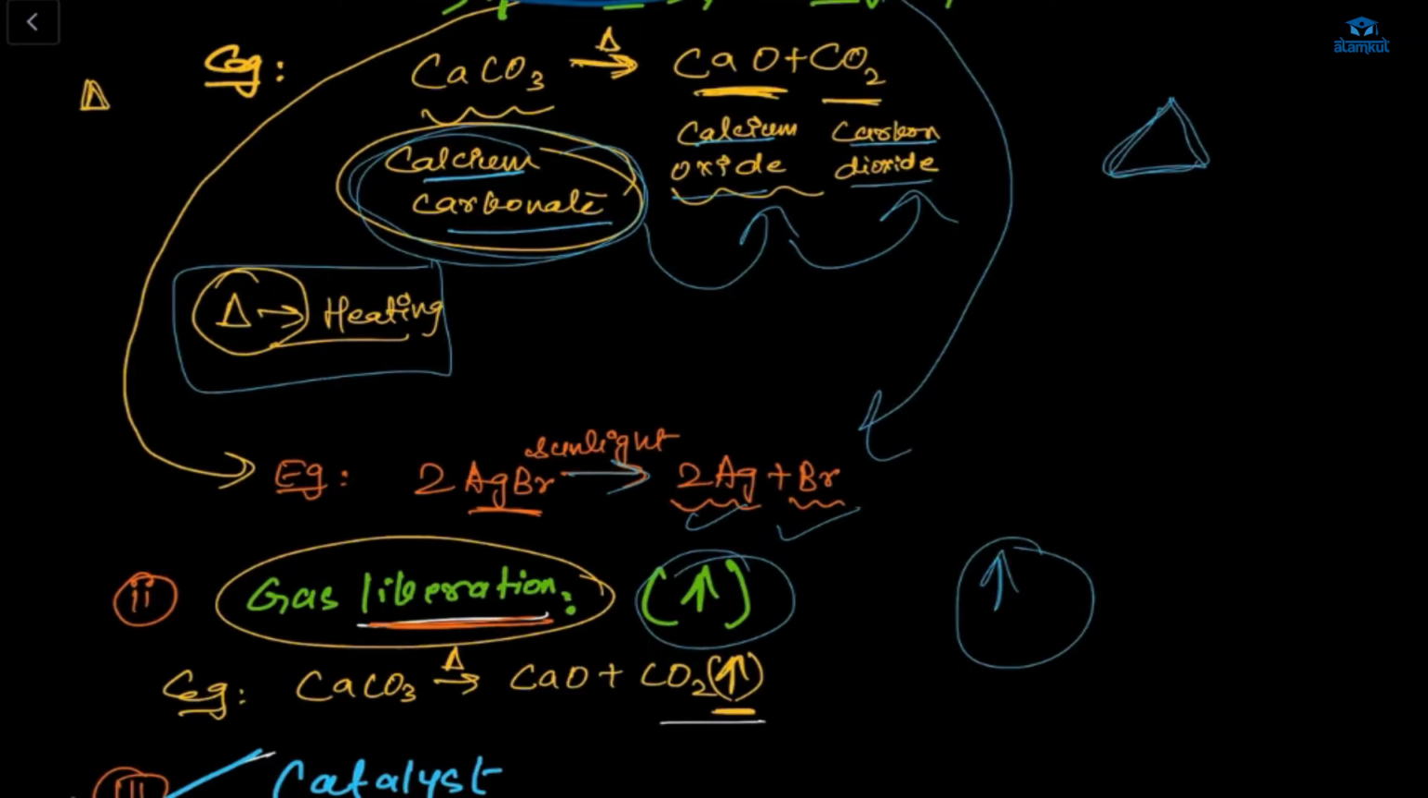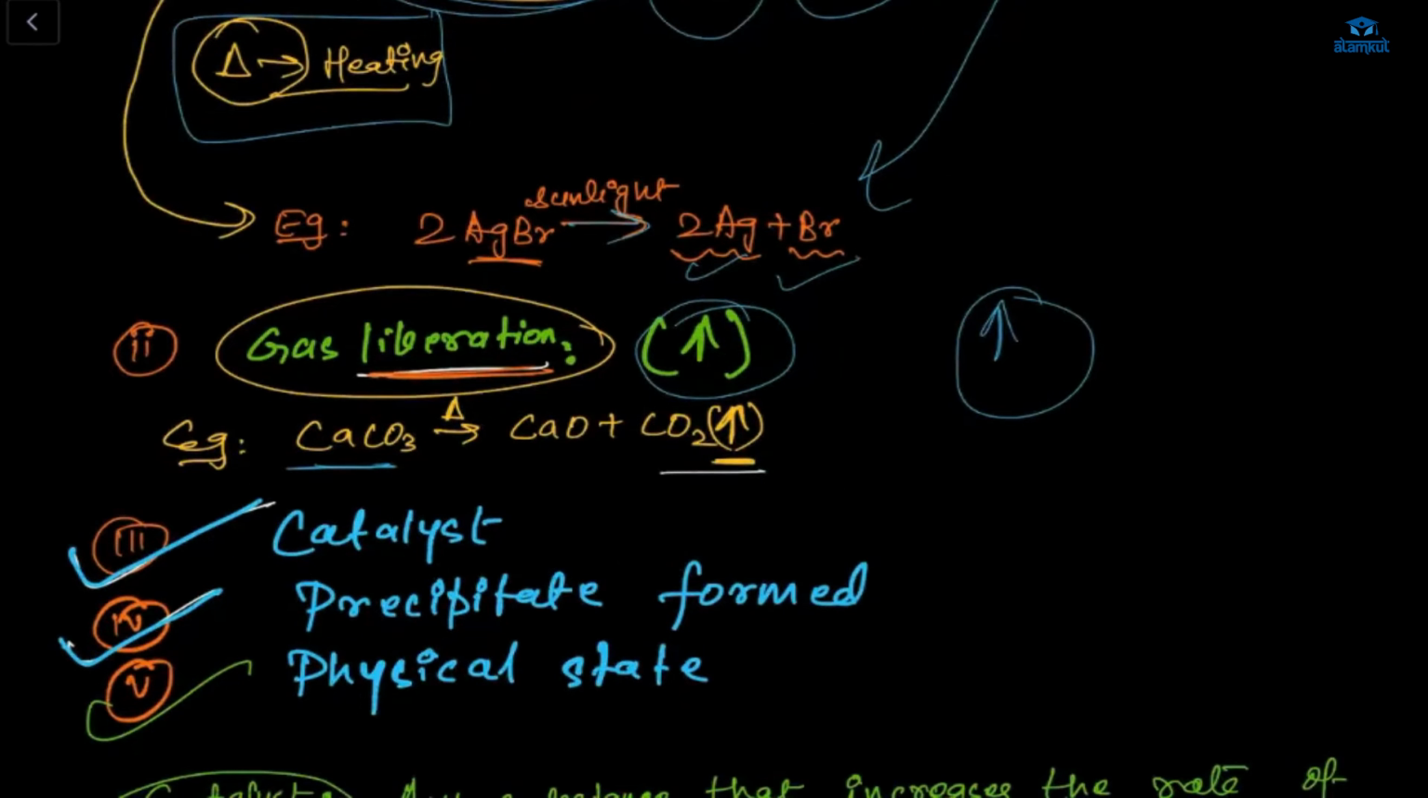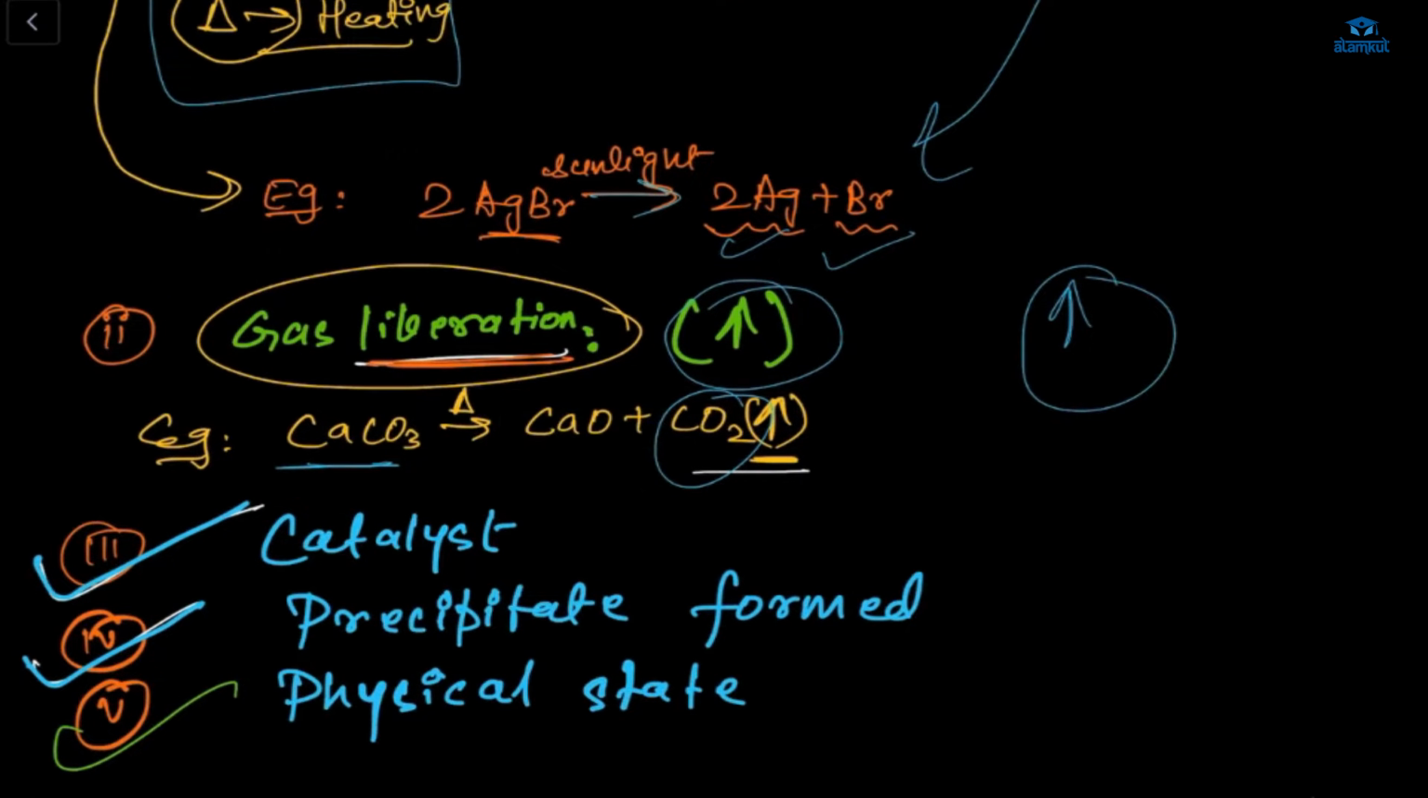If I am heating calcium carbonate, what is CaCO3, Navya? Calcium carbonate. Yes, good. And what is CaO? Calcium oxide. Yes, very good. And CO2 is a gas, carbon dioxide. So if we are heating calcium carbonate, we are getting calcium oxide plus CO2.